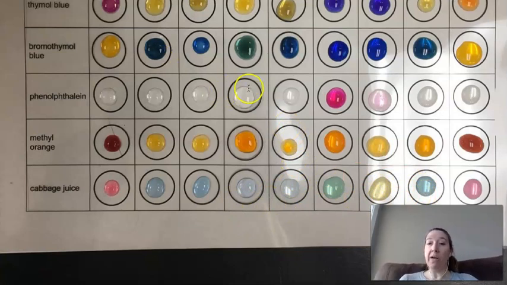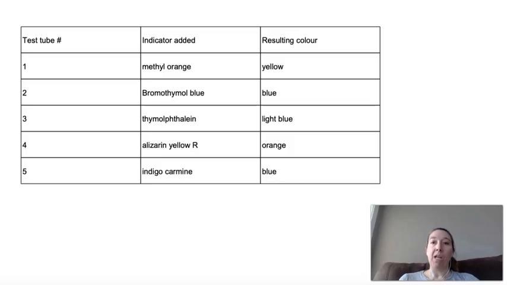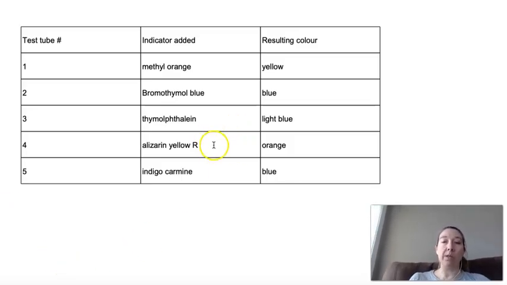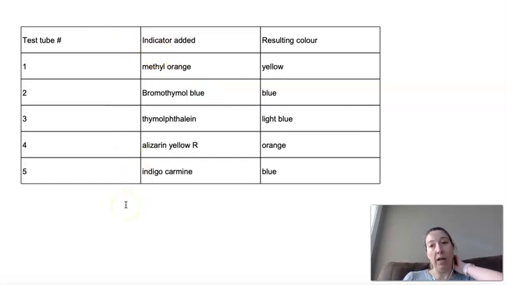So lab-wise, we would normally do something like this. Question-wise, though, this is more the type of question that you'll generally see, right? So for this type of question, we took one unknown and tested it with all these different indicators, and these are the colors that we got.